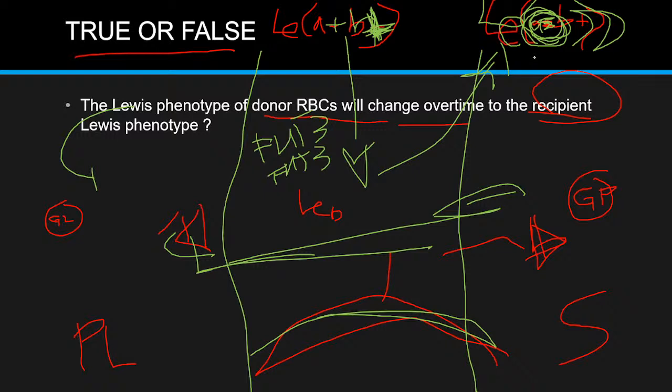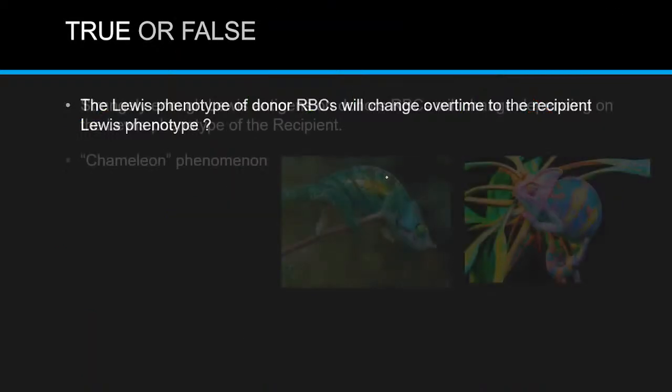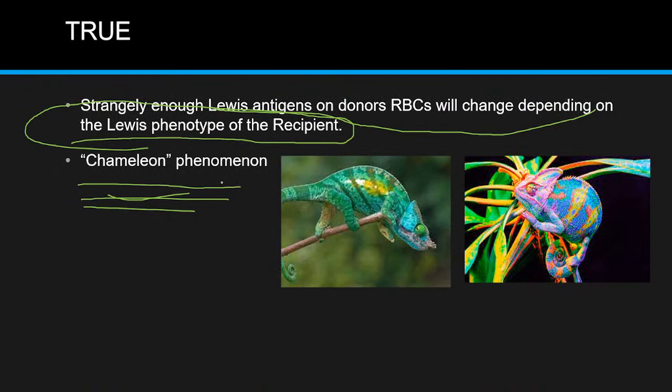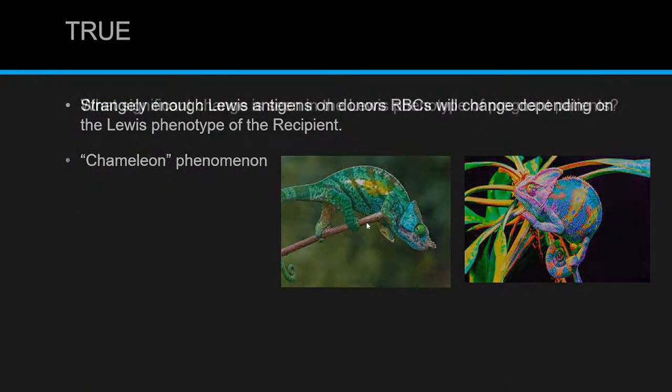Nicole, naloka ako kay Nicole, hindi sumagot. True daw. Alright, so that's known as the chameleon phenomenon.